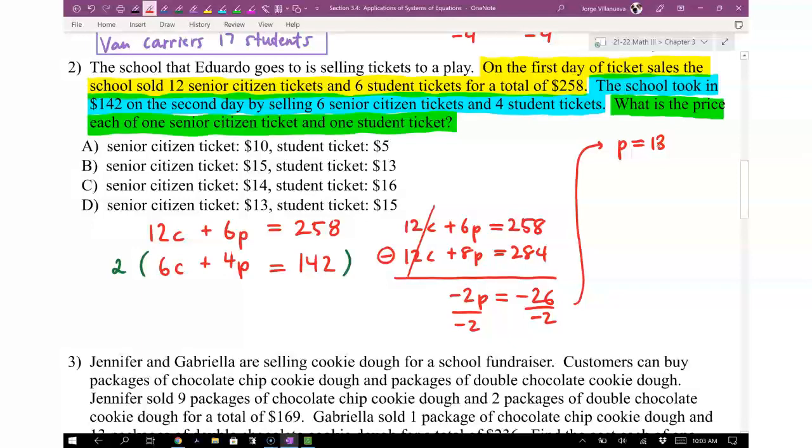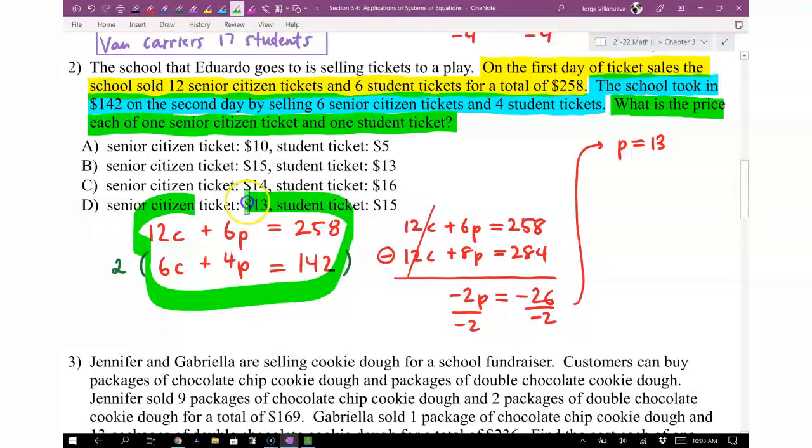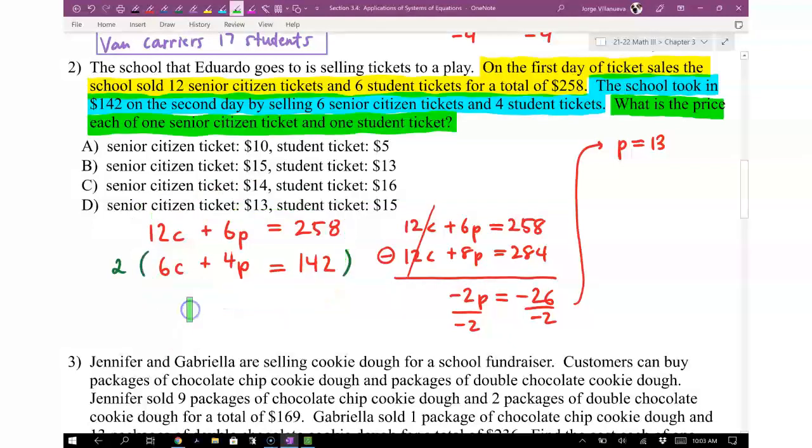Okay? So I'm going to use one of these equations right here. One of those. It doesn't matter which one. Which one would you guys prefer? The top one or the bottom one? Which one looks easier? Bottom, right? Okay, so here we go. Bottom one. So I'm going to plug in P equal to 13 into the bottom equation.